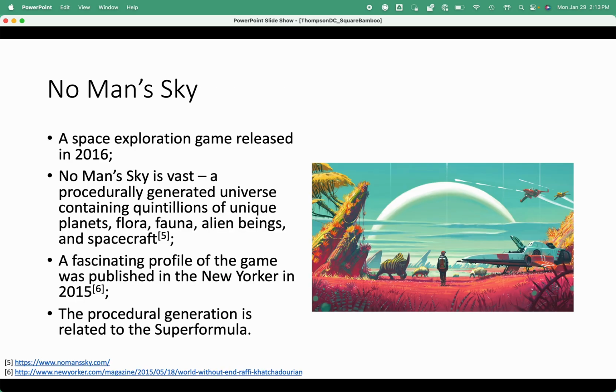So how did my curiosity land me in front of you all engaged in this work? Well, in 2016, Hello Games, a relatively small video game publisher based in the UK, launched No Man's Sky, a space exploration game for the PS4. No Man's Sky is vast and consists of an algorithmically generated universe containing quintillions of unique planets, flora and fauna. As a lifelong gamer, I knew a little bit about the game, but there's a wonderful overview of the company, the game, and its mission in the New Yorker that really caught my attention.